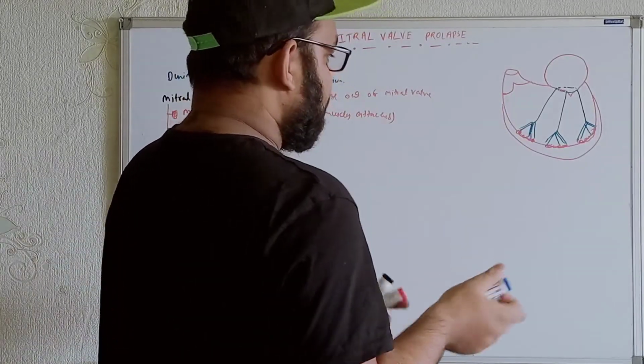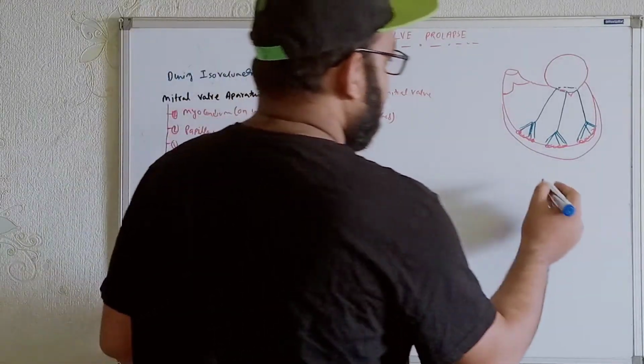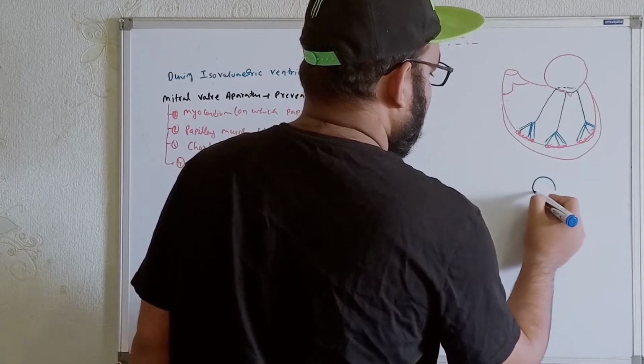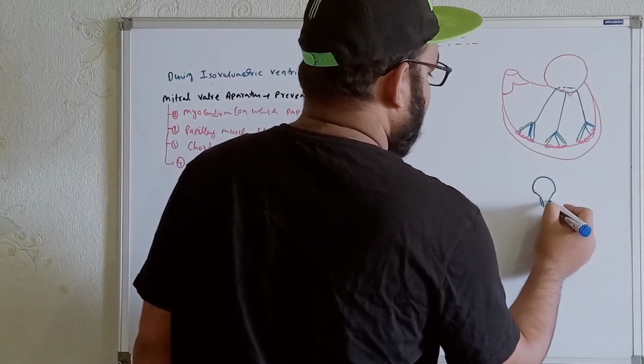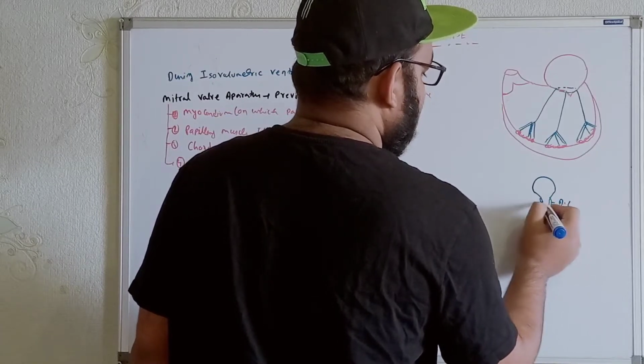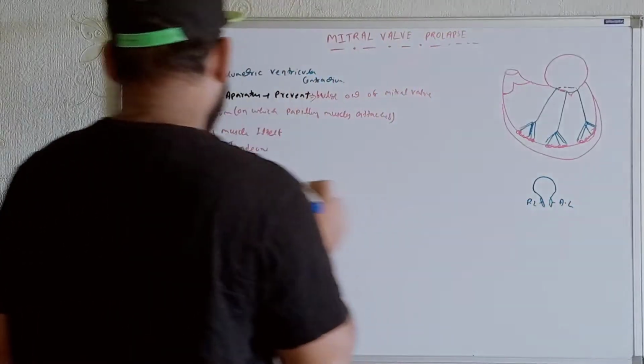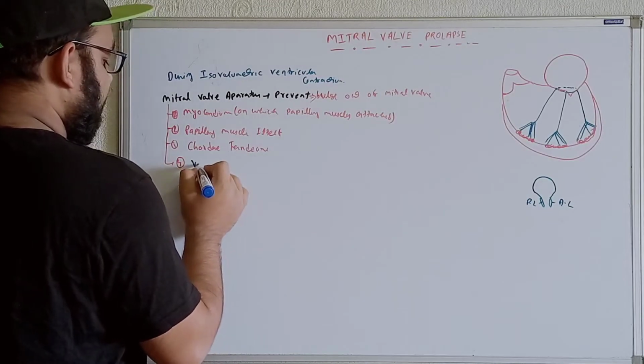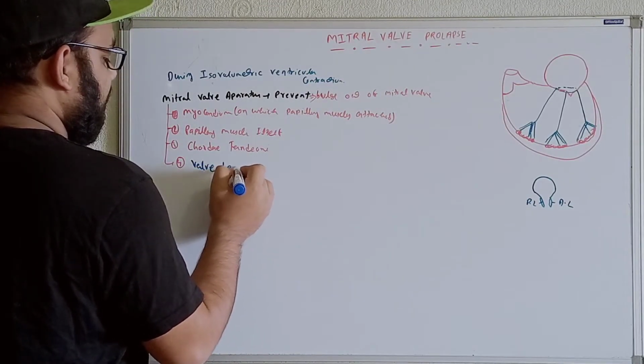If you see the structures over here, we will get two components from here. Try to understand. We will get the anterior leaflet as well as the posterior leaflet, right? For example, this is the anterior leaflet and this is the posterior leaflet. So the fourth component is the valve leaflets.